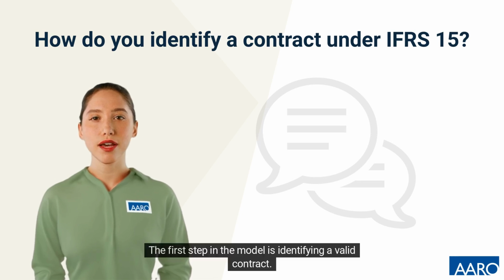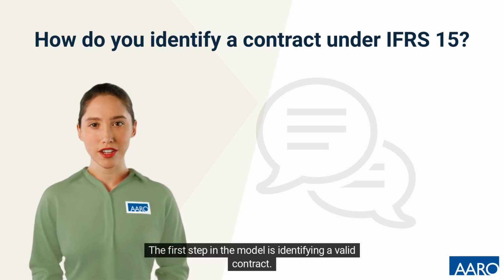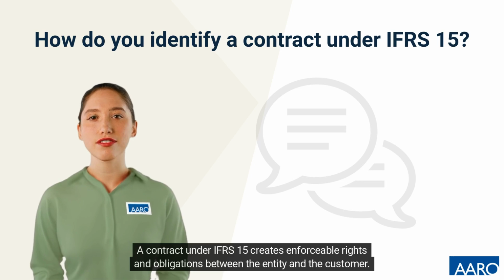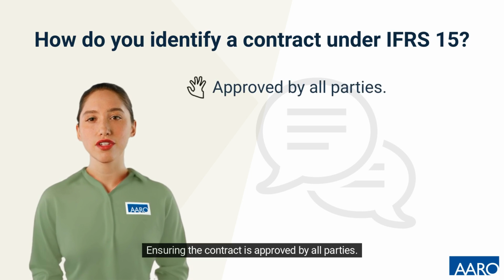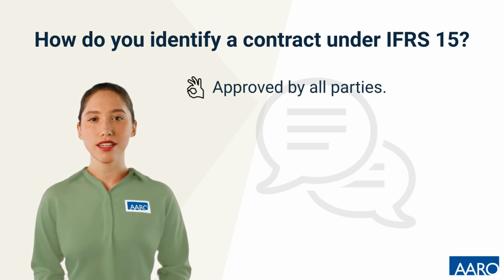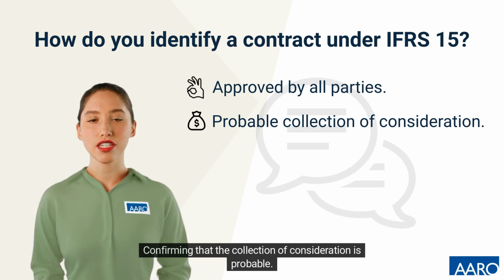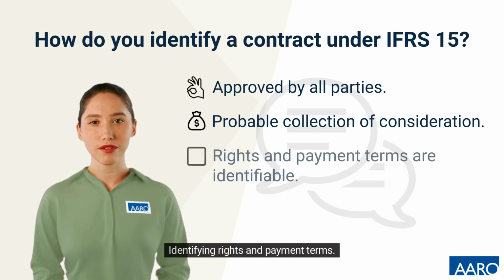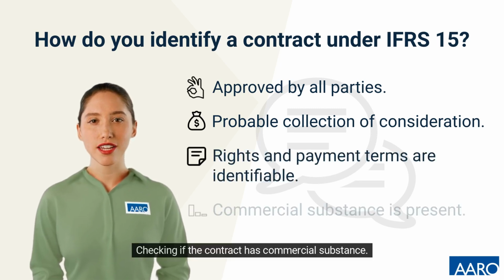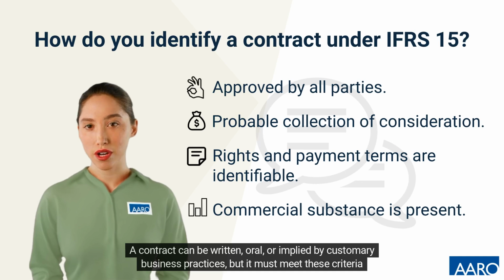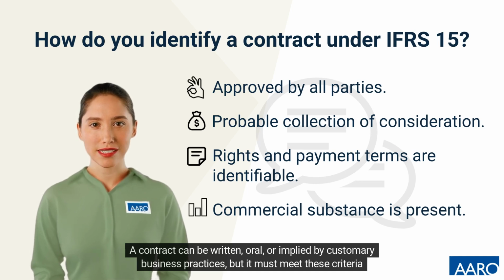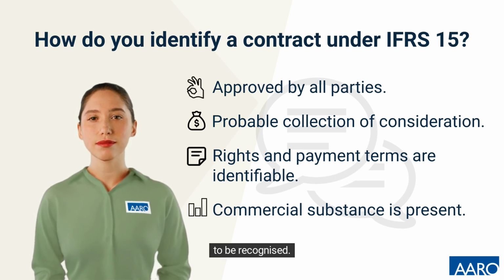How do you identify a contract under IFRS 15? The first step in the model is identifying a valid contract. A contract under IFRS 15 creates enforceable rights and obligations between the entity and the customer. Key considerations include ensuring the contract is approved by all parties, confirming that the collection of consideration is probable, identifying rights and payment terms, and checking if the contract has commercial substance. A contract can be written, oral, or implied by customary business practices, but it must meet these criteria to be recognized.